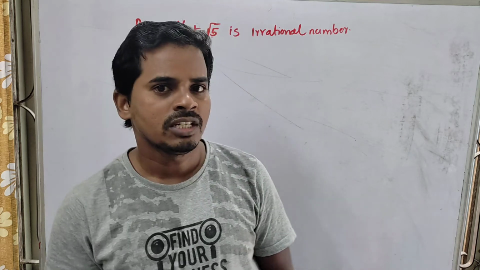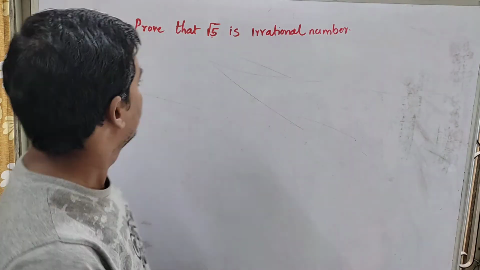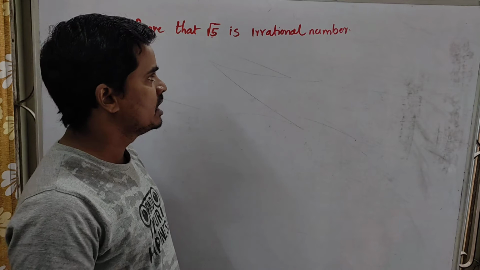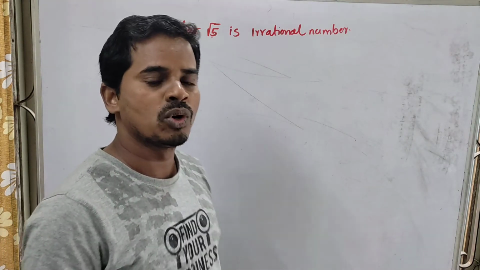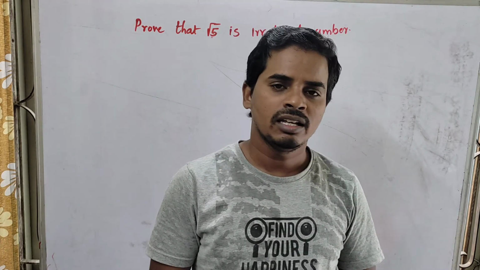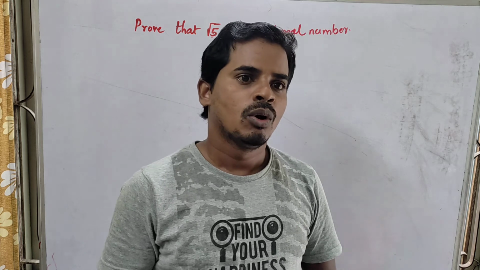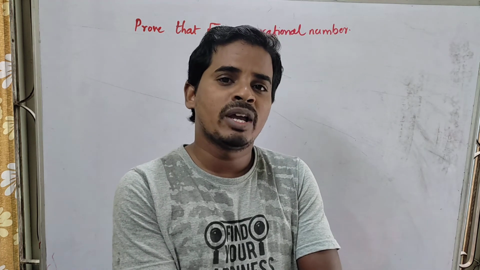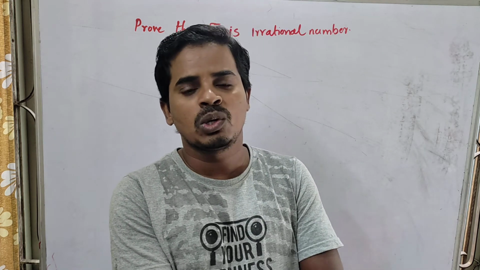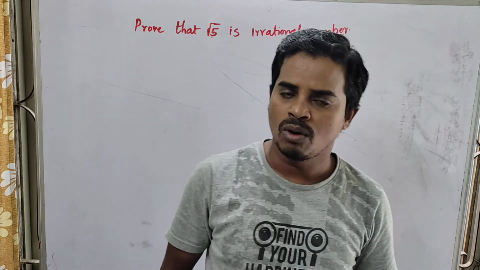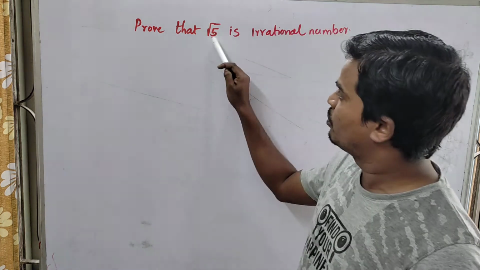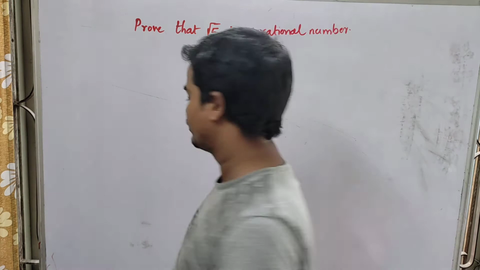Today our topic is: prove that root 5 is an irrational number. Proving root 5 is an irrational number. Okay, we already discussed proving 1 by root 2 as an irrational number. So today we check how to prove that root 5 is an irrational number.